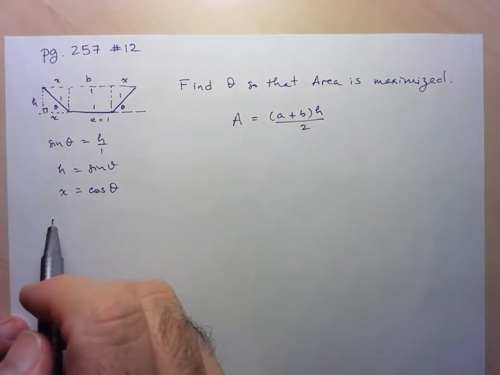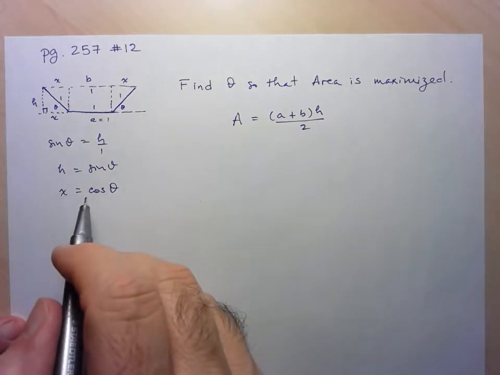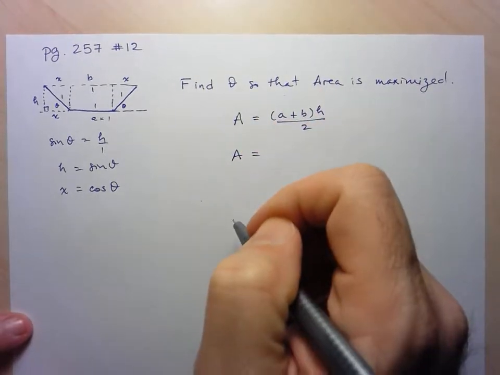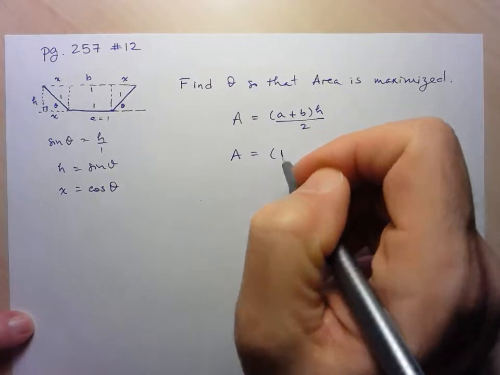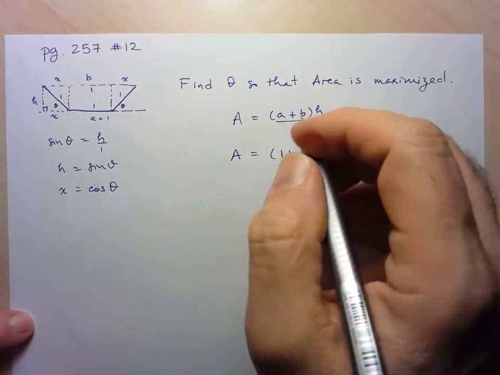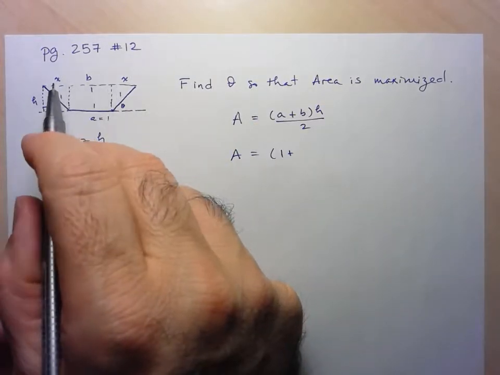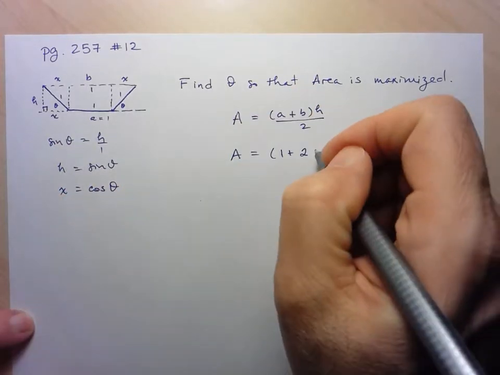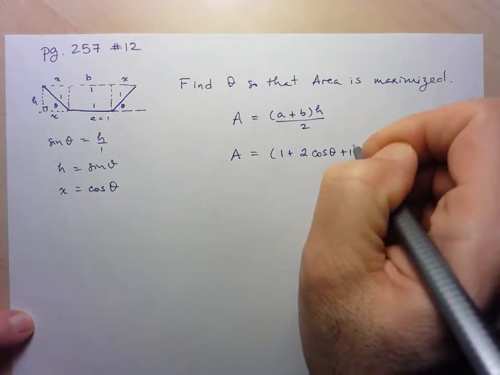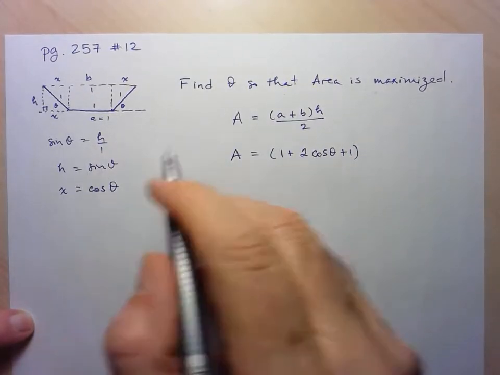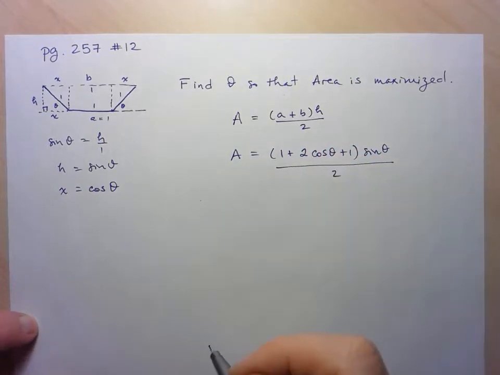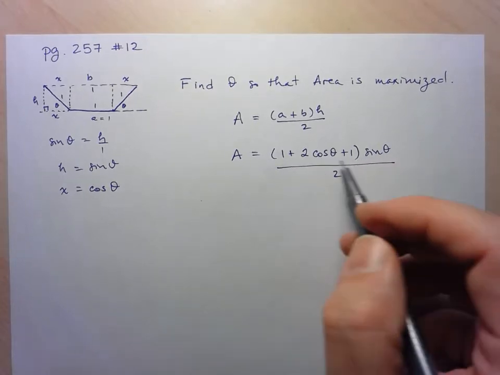Now we have all the information we need in order to write area in terms of this variable theta. So A is just equal to (1 plus B, which we said was 2x plus 1, or 2 cos theta plus 1), times the height, which we found was just sine theta, all over 2. So we've managed to determine exactly what we needed.